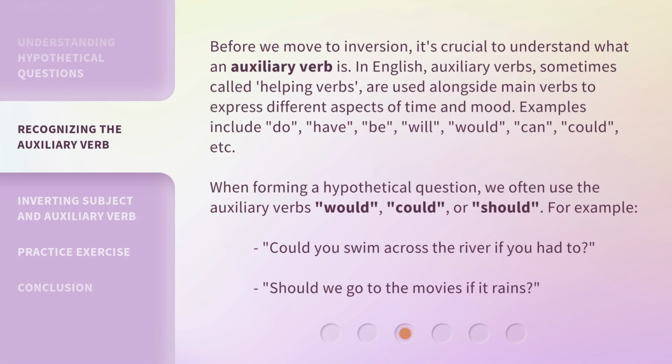Before we move to inversion, it's crucial to understand what an auxiliary verb is. In English, auxiliary verbs, sometimes called helping verbs, are used alongside main verbs to express different aspects of time and mood. Examples include do, have, be, will, would, can, could, etc. When forming a hypothetical question, we often use the auxiliary verbs would, could, or should. For example, could you swim across the river if you had to? Should we go to the movies if it rains?